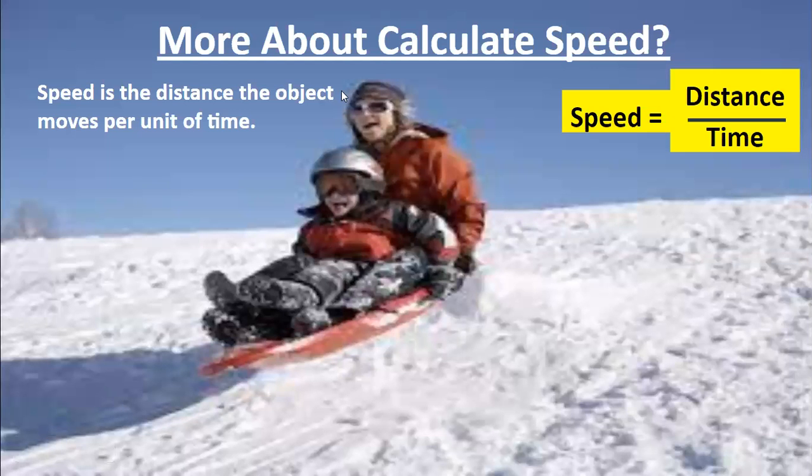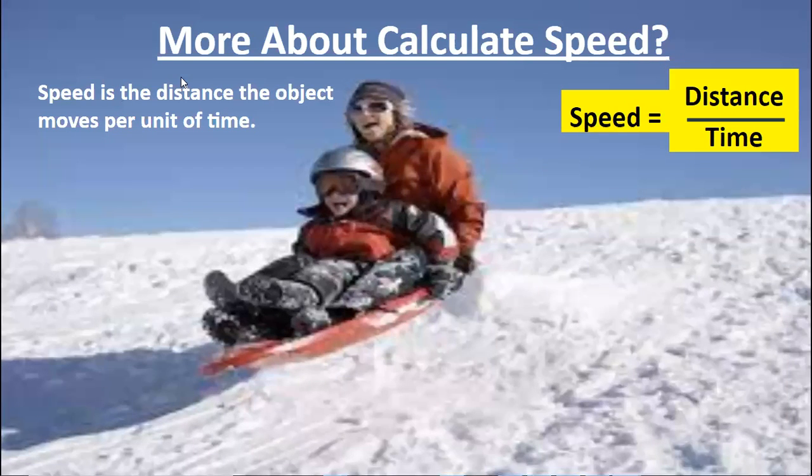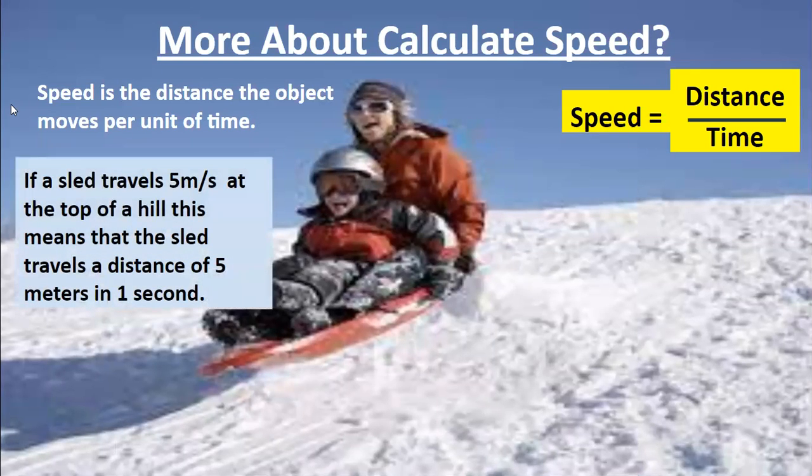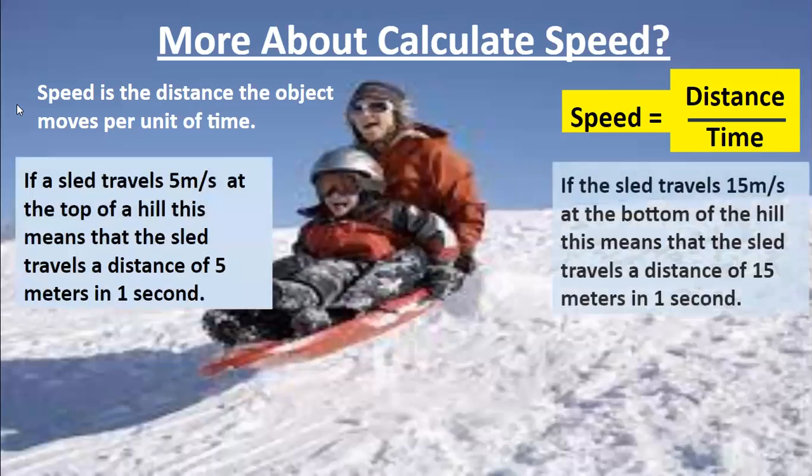So let's talk a little more about calculating speed. Speed is the distance the object moves per unit of time. We learned that, and there's the formula. If a sled travels 5 meters per second at the top of a hill, this means that the sled travels a distance of 5 meters in 1 second. If the sled travels 15 meters per second at the bottom of the hill, because speed increases as you go down the hill, this means that the sled travels a distance of 15 meters in 1 second.